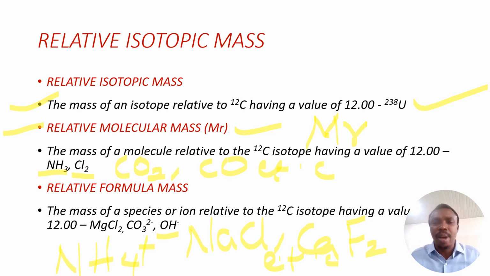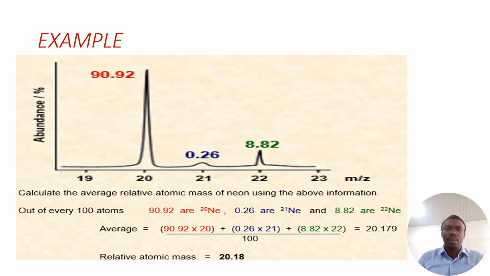Relative molecular mass and relative formula mass are still the same idea. When we talk about relative formula mass, we are referring to ionic compounds. When we talk about relative molecular mass, we are talking about molecules, covalent molecules. Relative formula mass has to do with ions, positive and negatively charged ions. So it is the mass of an ion relative to the carbon-12 isotope having a value of 12 units.